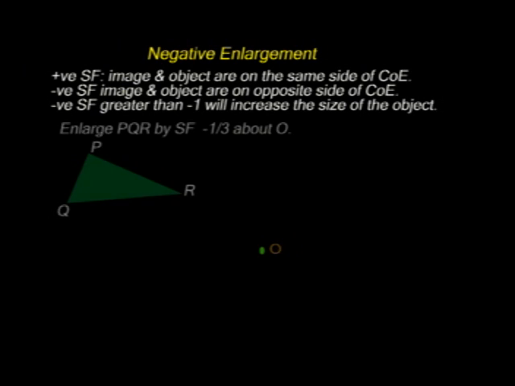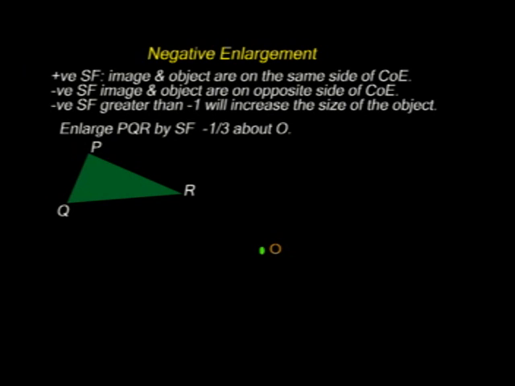Let us enlarge triangle PQR by a scale factor of -1/3 about the center O. The important thing to note is that the scale factor is a negative, and therefore the object and the image will lie on the opposite side of the center of enlargement. It is a fractional scale factor, and therefore the image is smaller than the object. The procedure is still the same.